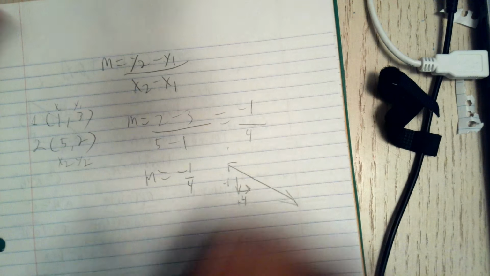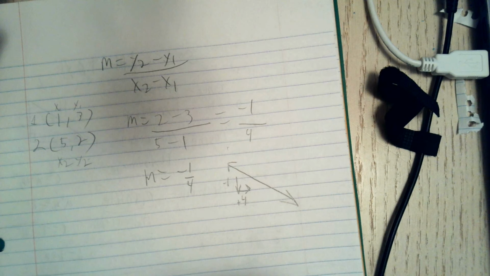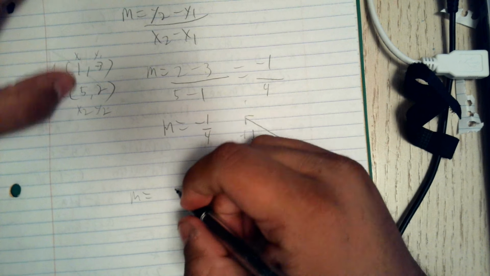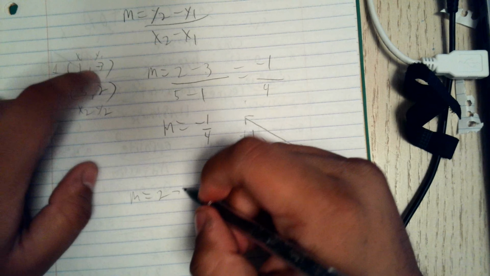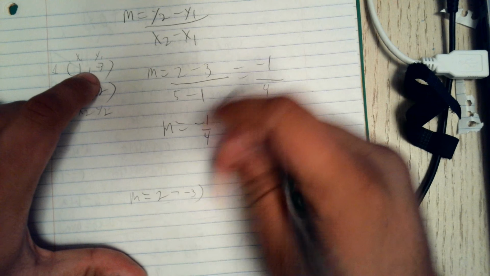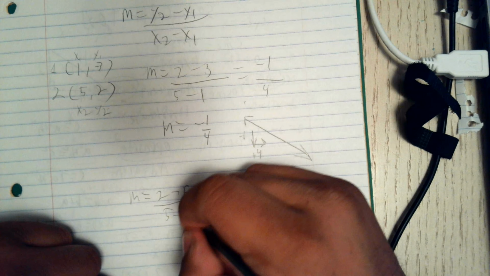Now, wondering what would happen if one of these, say, was a negative. Let's see, let's take the 3, for example. So let's just say this was negative 3. So we'll plug in the formula again. So m equals y sub 2, that is 2 minus a negative 3, okay, and then still we got the 5 minus 1 going, so we already know what this one is.